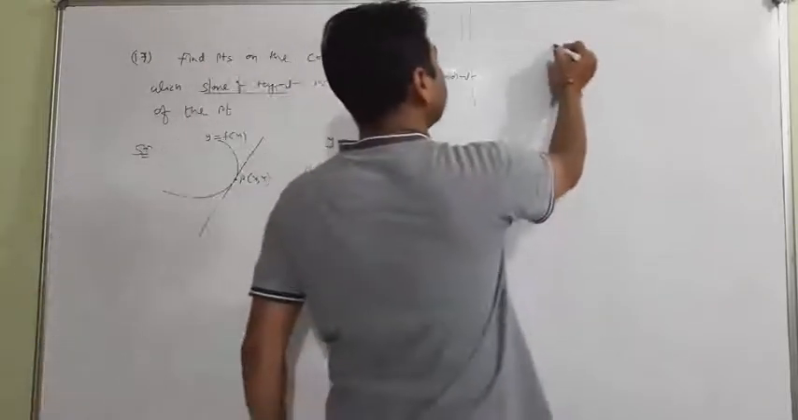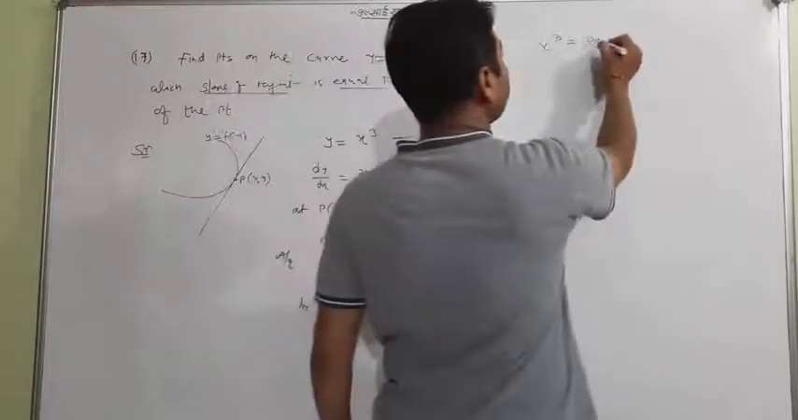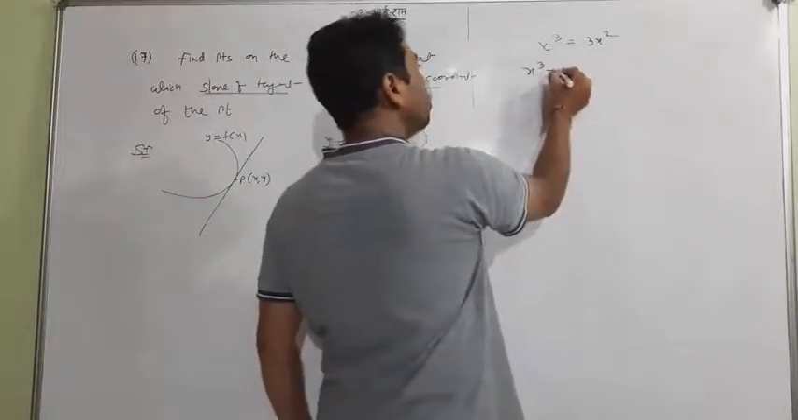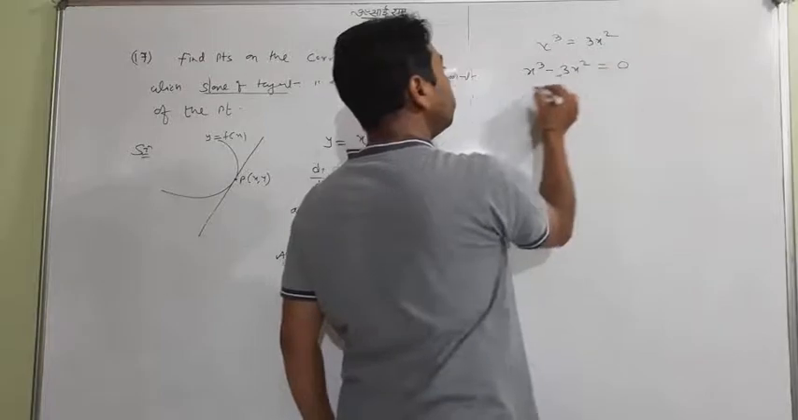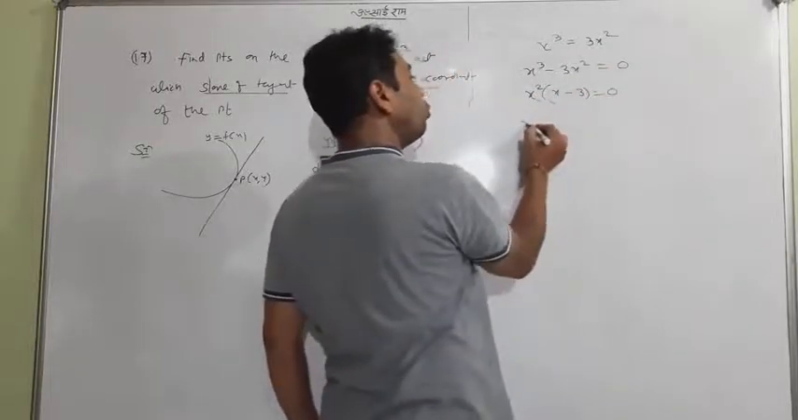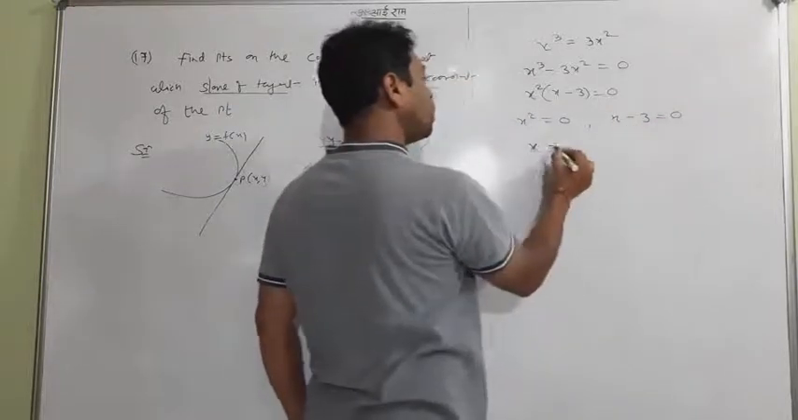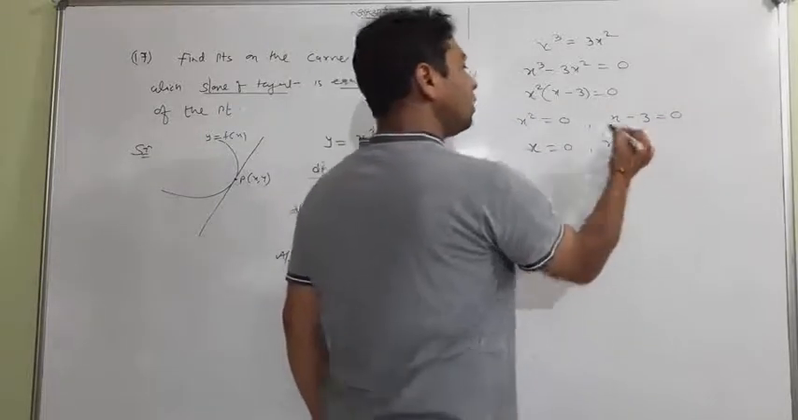What you get? x³ equal to 3x². And do the transfer here. x³ minus 3x² equal to 0. Take x² common. x minus 3 is equal to 0. So we have two options, student, first and second. So you will get x equal to 0 and x equal to 3.